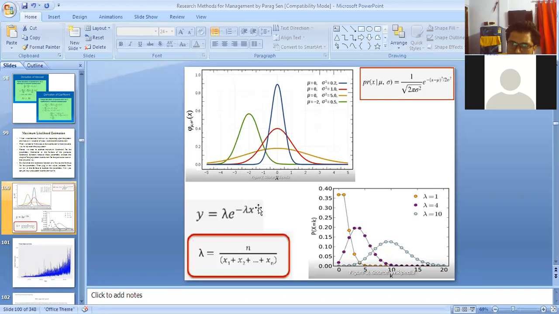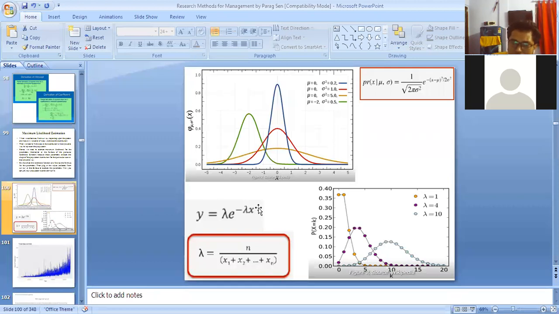But if you are considering the time, the span between two calls, then you will consider a distribution like the exponential distribution. This is a very common question: what is actually the difference between the exponential distribution and the Poisson distribution? Poisson distribution is a discrete distribution, but exponential distribution is a continuous distribution.